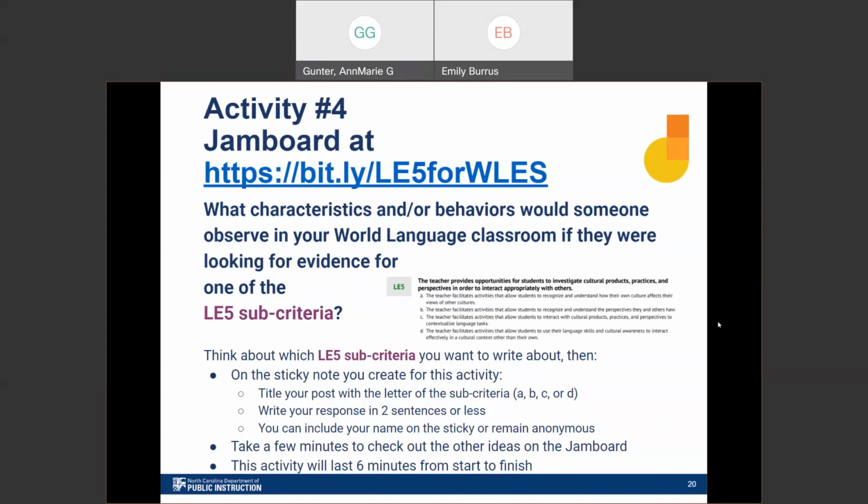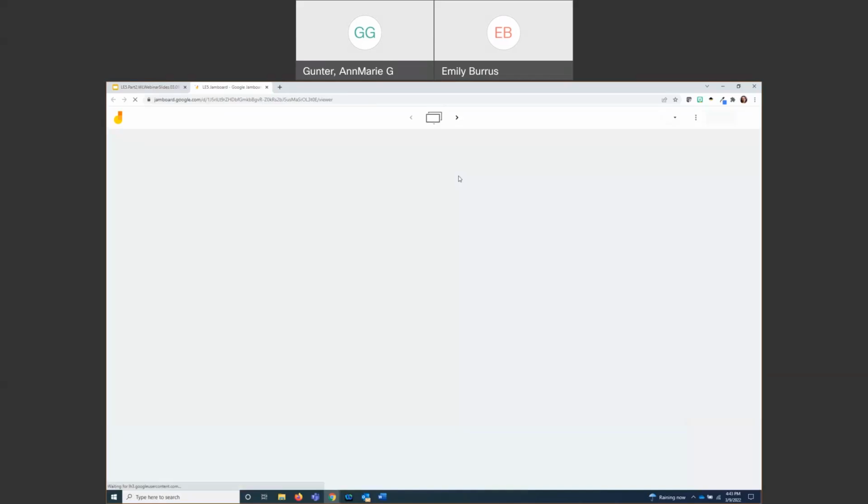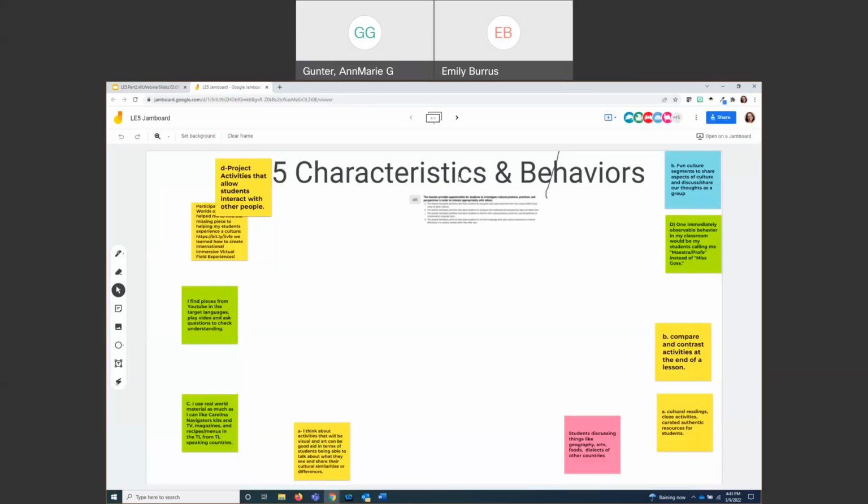All right, I'm going to pop over to our Jamboard so we can see what the first round of stickies are bringing for us in sharing our experiences as world language teachers.